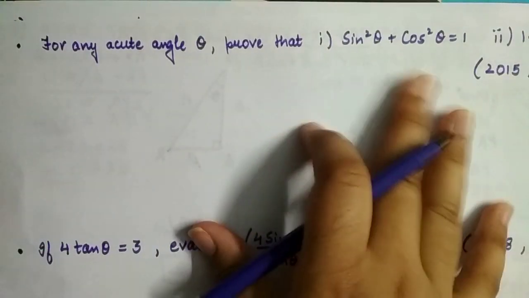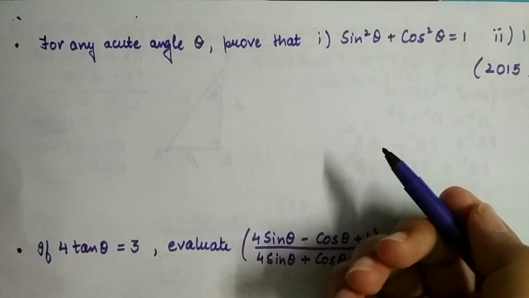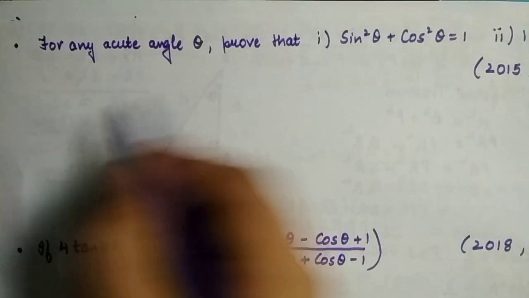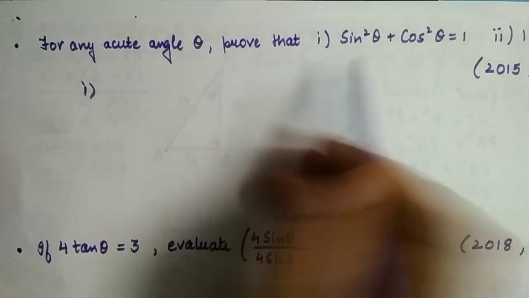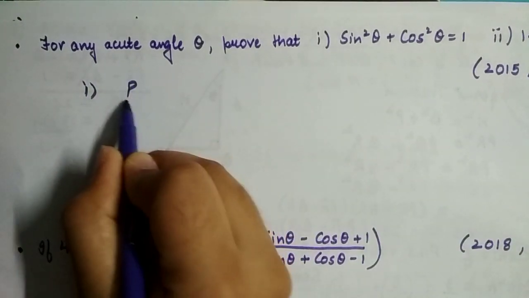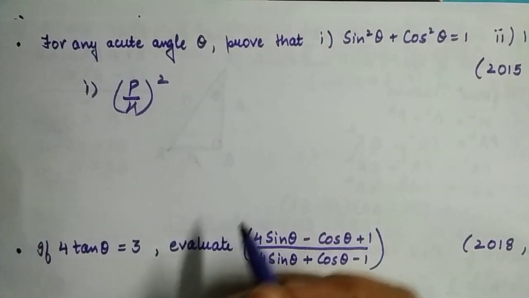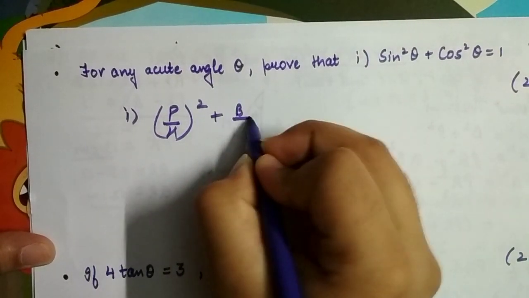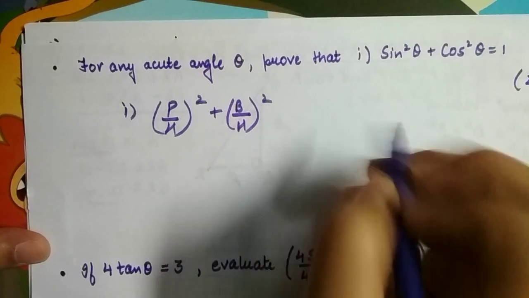You don't know the values of sine and cos, but you know that sine is perpendicular upon hypotenuse and cos is base upon hypotenuse. So just use that. In the first part, you know sine is perpendicular upon hypotenuse, so write it as (P upon H) whole square. And cos is base upon hypotenuse, so write it as (B upon H) whole square. We have to prove it equal to 1.